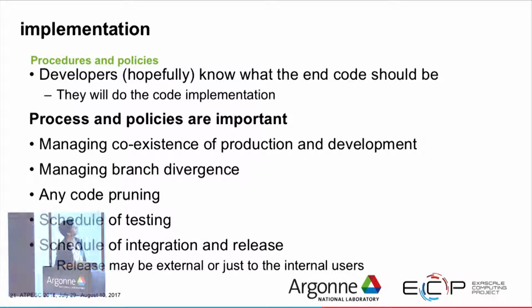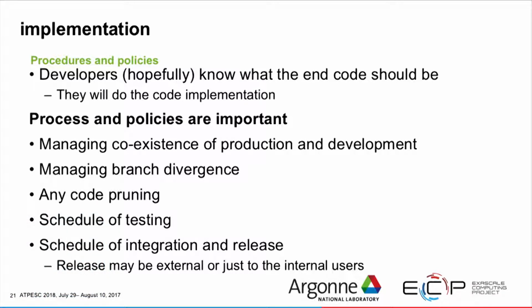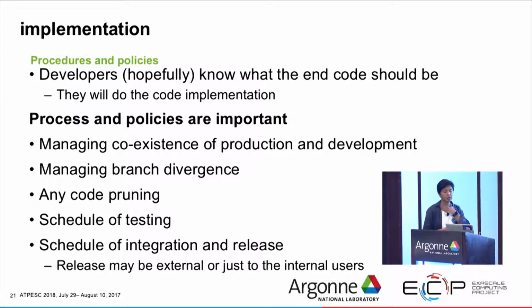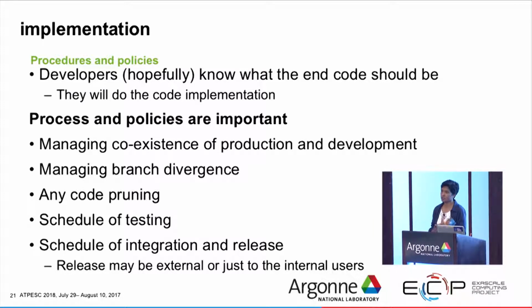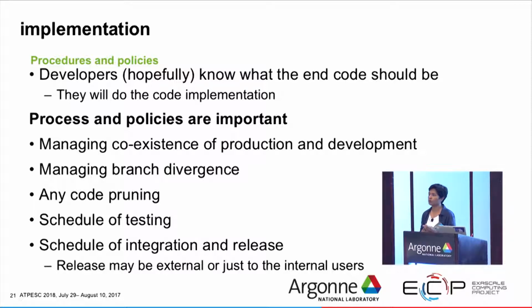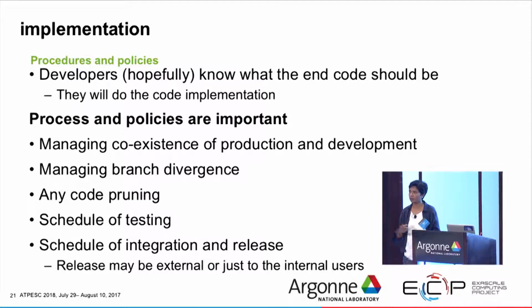At the implementation stage, there should be procedures and policies in place. The developers should know what the end code should be, because they are the ones who are going to be doing the code implementation. There should be policies in place for managing coexistence of production and development, for managing branch divergence, and for determining what, if any, code should be pruned in the process of migrating the code.